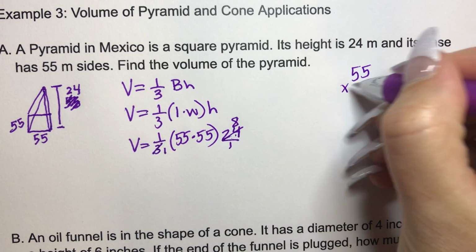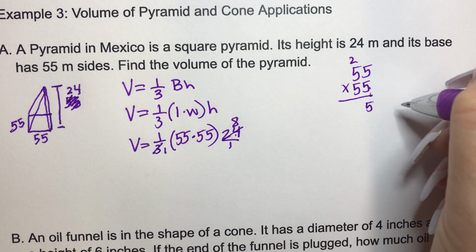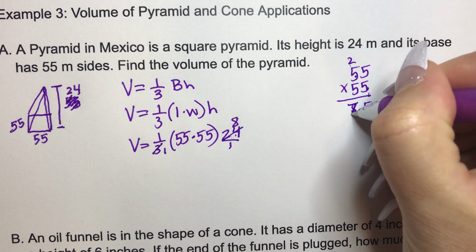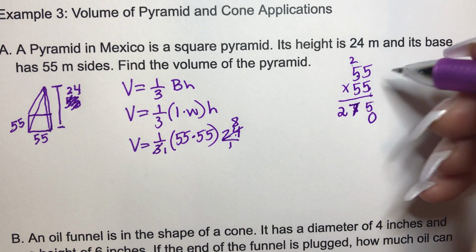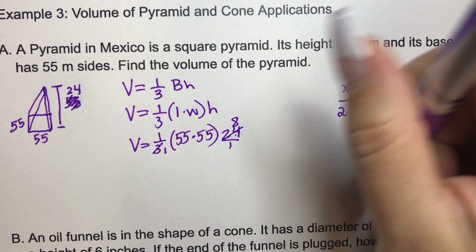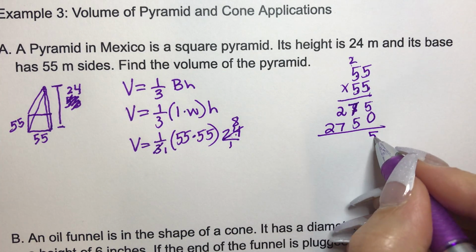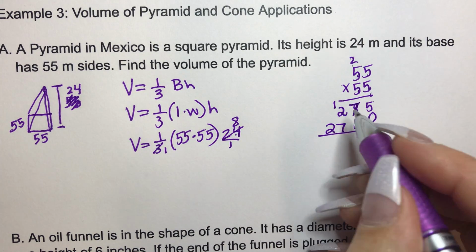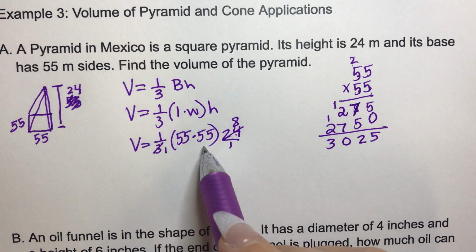Over here on the side, 5 times 5 is 25, write the 5, carry the 2. 5 times 5 is 25 plus 2 is 27. And then we put a 0 because now it's in the tens place. 5 times 5 is 25, write the 5, carry the 2. 5 times 5 is 25 plus 2 is 27. And then we add. 7 plus 5 is 12. 7 plus 2 is 9 plus 1 is 10. And 3. And so we know what 55 times 55 is.